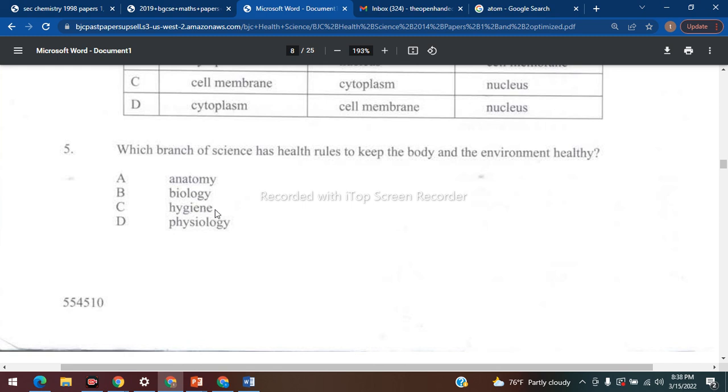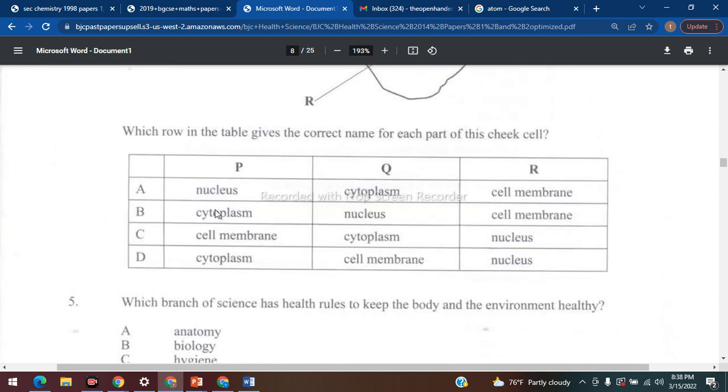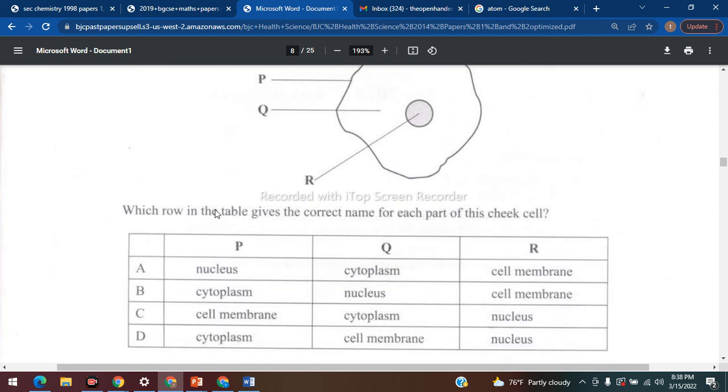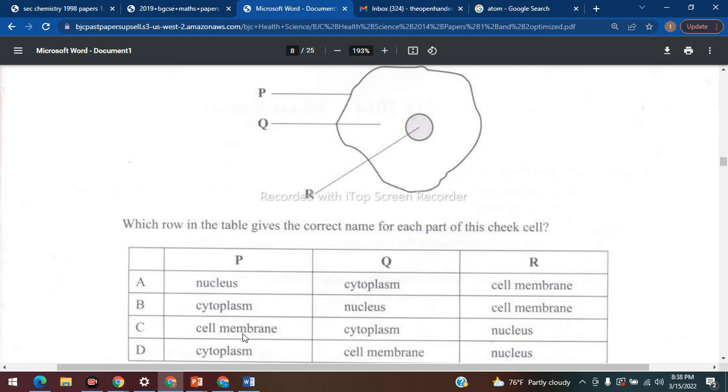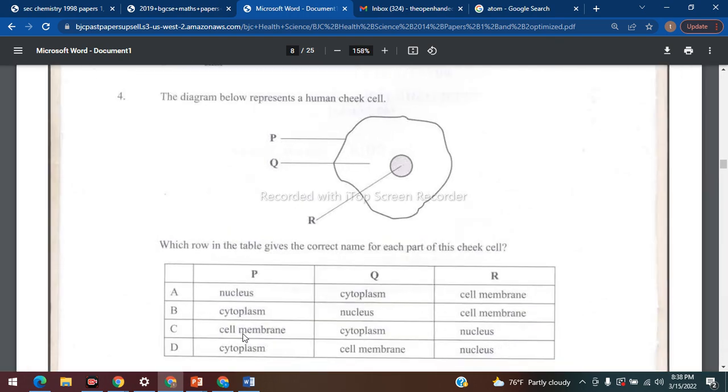For number 4, all of them had the same thing though. You're supposed to do it in order, according to what is the right thing. So, for example, P is not the nucleus, so it cannot be A. And P is not pointing to the cytoplasm. P is pointing to the cell membrane. That's why C is correct. Okay, very good question.